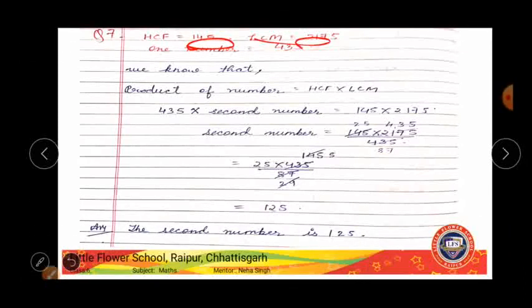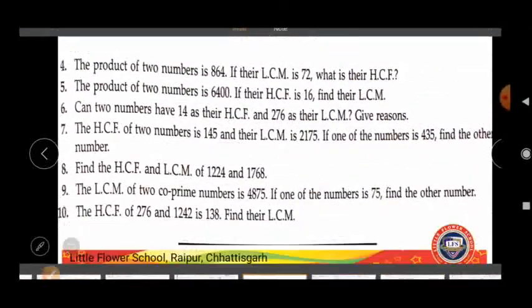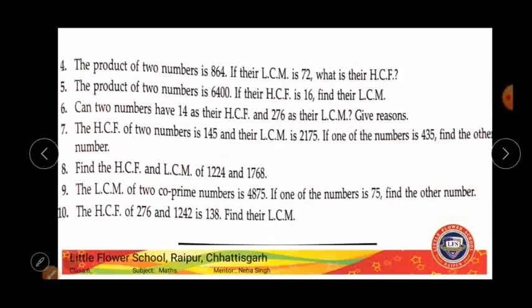Ninth question. Eighth is also similar. The solutions of the leftover questions I'll be sending through the PDF. So moving on to the ninth question. Eighth is: find the HCF and LCM of the given numbers. Two numbers are given, right? Like in the previous questions, we can find the HCF and LCM by prime factorization or by the division method, right?